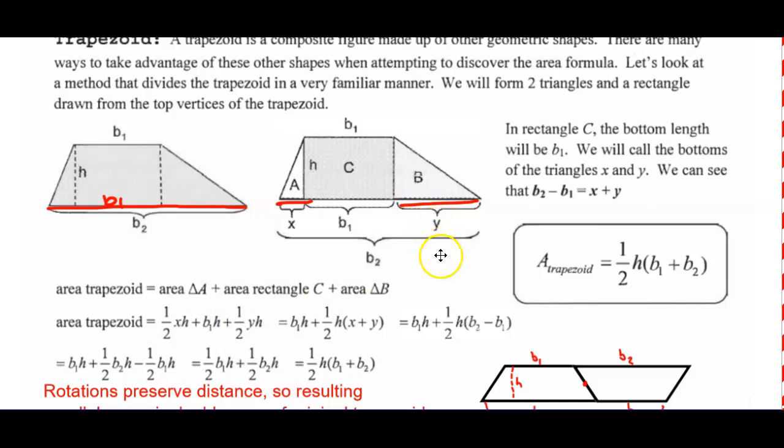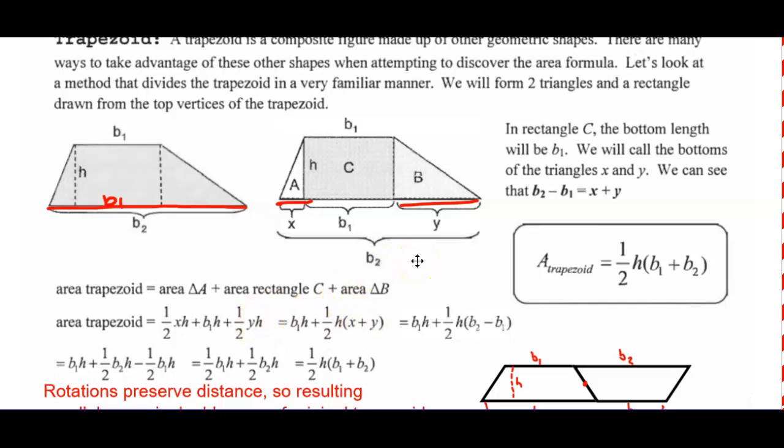So what we do then is a little bit of algebra. We take the first term and the third term and combine them, and at the same time factor out a 1/2 and an h. So if I do that, I'm left with x plus y. So I'm taking the first term and the third term and factoring out a 1/2 h.